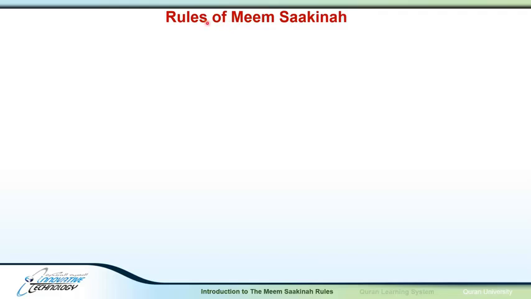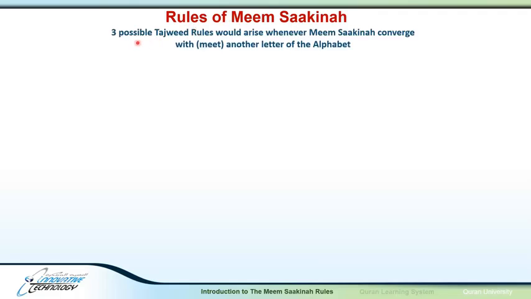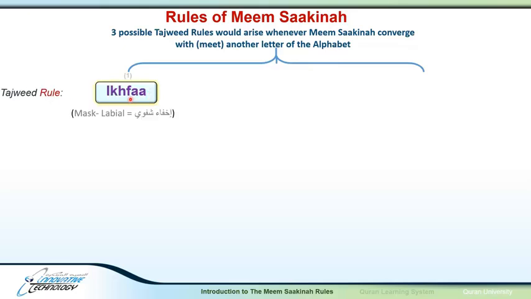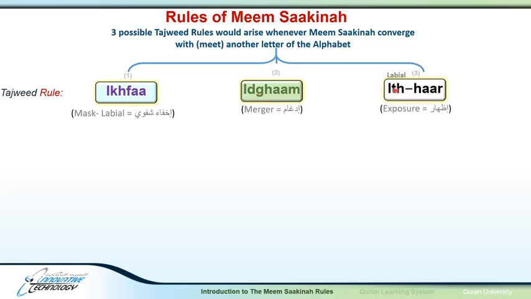With that, we can summarize the rules of the Meem Sakinah, that the Meem Sakinah has three possible tajweed rules arising whenever it converges with another letter of the alphabet. The three rules are ikhfa, and we call it ikhfa'un shafawi, labial ikhfa, and idgham, merger, and idhar, labial idhar, exposure, labial exposure. So, labial masking, merger, labial exposure. Ikhfa shafawi, idgham, idharun shafawi.